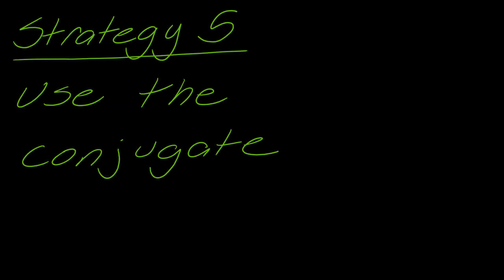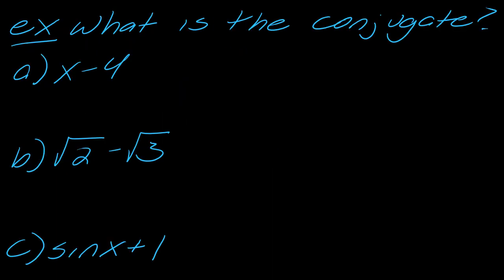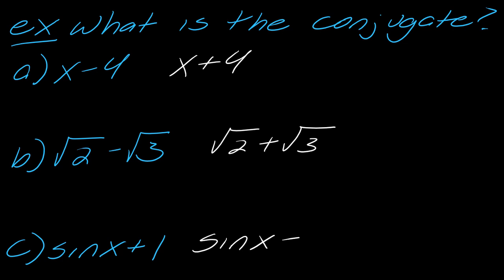Okay, strategy 5, use the conjugate. First, maybe we should just talk about what the conjugate is. The conjugate is found by literally just taking the sign in between two terms and flipping it. So if I have x minus 4, the conjugate would be x plus 4. If I have square root of 2 minus square root of 3, the conjugate would be square root of 2 plus square root of 3. If I have sine x plus 1, the conjugate would be sine x minus 1.